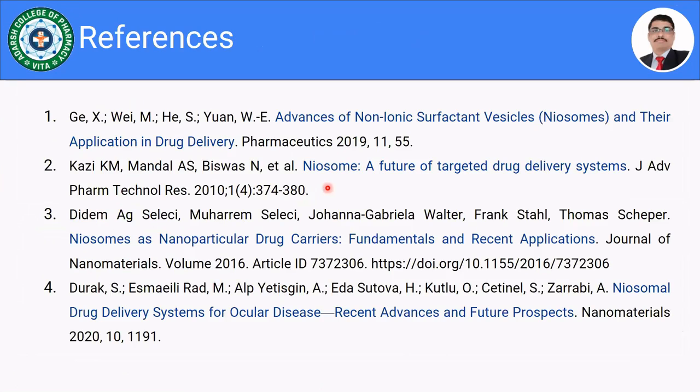These are a few references which I have referred for the presentation: advances of non-ionic surfactant vesicles and their applications in drug delivery, Niosome, a future of targeted drug delivery system, the Niosomes as nanoparticular drug carriers, fundamental and recent applications, then the Niosomal drug delivery systems for ocular disease, recent advances and future prospects.